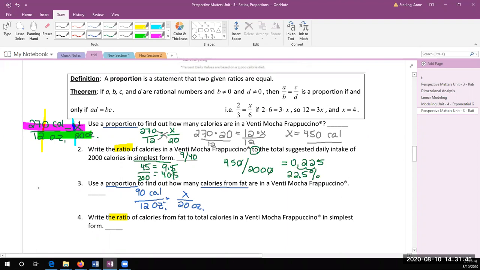And then thinking from perspective, this should be a larger amount of calories from fat because a bigger drink should have more. So when we go to do this cross multiplication, it's 90 times 20 equals 12 times x, and then we're dividing. Okay. So if you run those numbers in your calculator, you get 150 calories from fat.